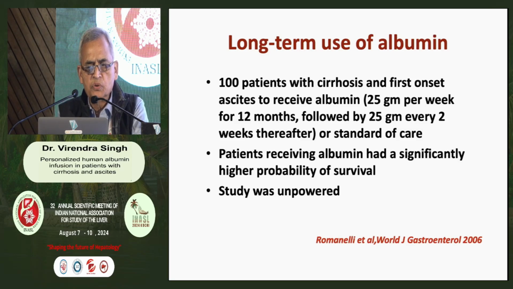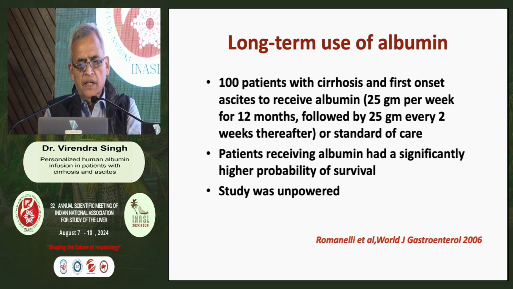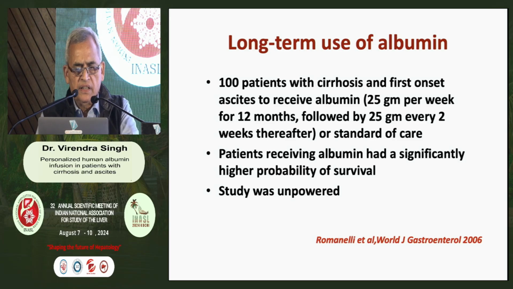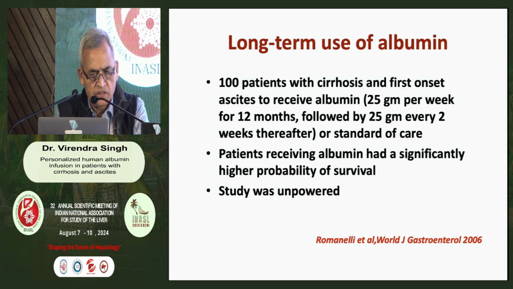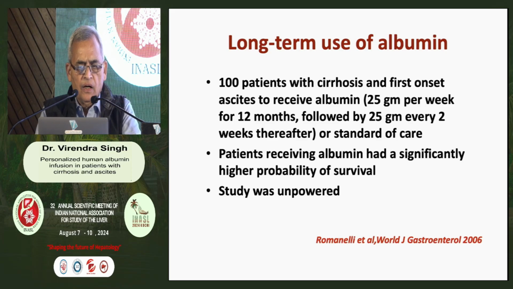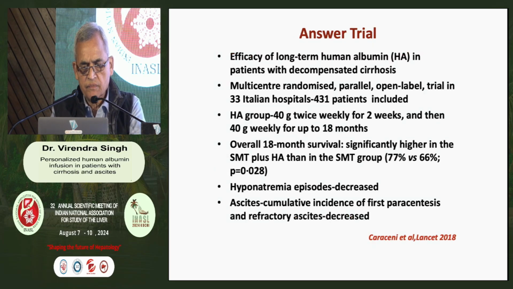The long-term use of the albumin in this very initial study, the 100 patients with the cirrhosis and first onset ascites to receive albumin 25 grams per week for 12 months, followed by 25 grams every 2 weeks, although very lower dose, or standard of care. Patients receiving albumin had a significantly higher probability of survival, however the study was underpowered.